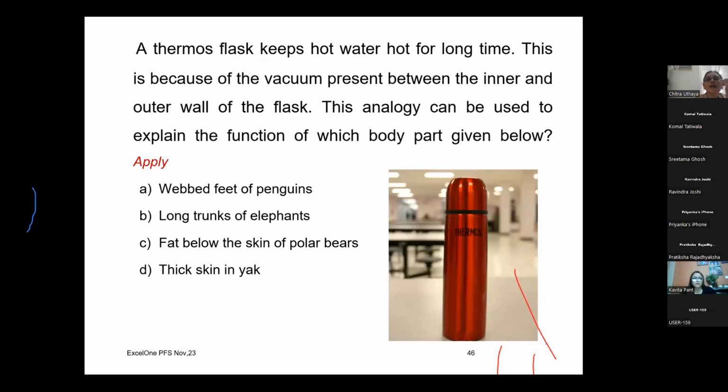So a thermos flask keeps something hot or cold for a long time. This is because of the vacuum that is present between the inner and outer wall of the flask. This analogy can be used to explain the function of which body part given below.